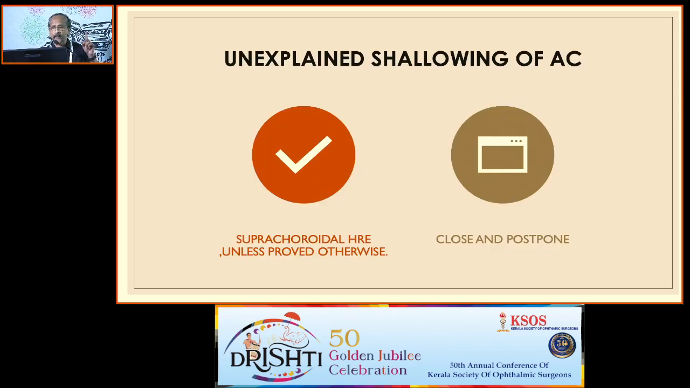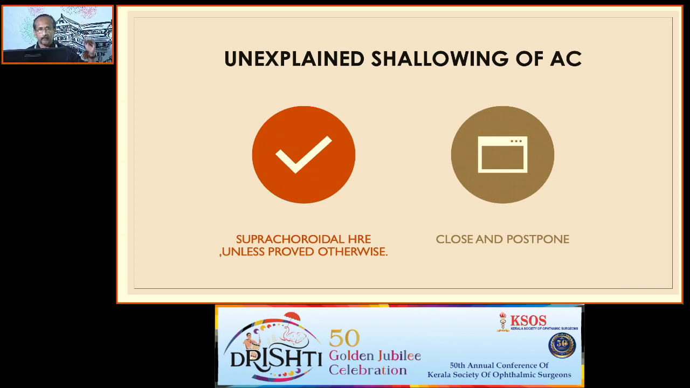If you have an unexplained shallowing of the anterior chamber on the table, please consider that you are getting a suprachoroidal hemorrhage unless proved otherwise. You can also get a posterior misdirection if you have put the bottle very high at the ceiling, then the fluid can go behind and push up. In that situation you can give mannitol, 2 pints of mannitol, pat the eye, put a cycloplegic, and keep it for the end of the day.